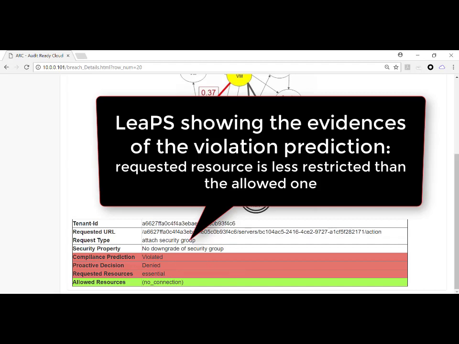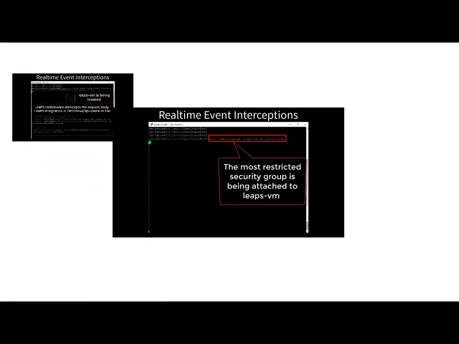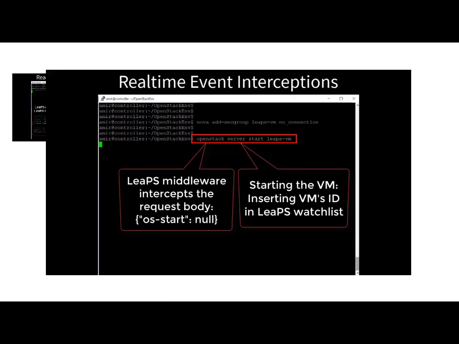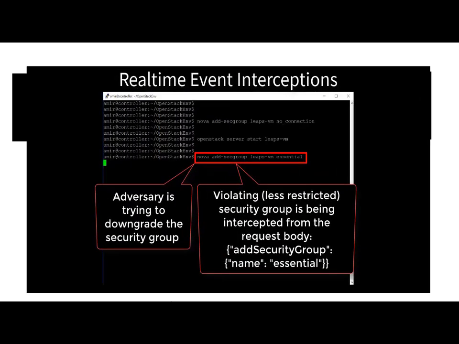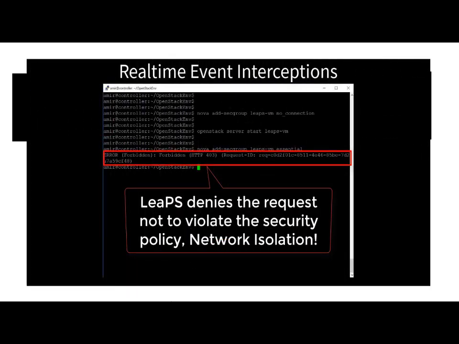Now let's look at the summary of what we have seen. At first, the VM is created by the user. Secondly, the most restricted security group is being attached to the VM. Then it is started by the user. At this point, the attacker is trying to downgrade the security property. However, LeaPS can predict the violation and denies the request. Therefore, there will be no violation according to our focused security policy, network isolation.